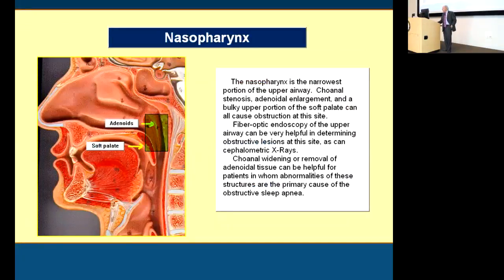So here, I decided we'll quickly look at this. There are several levels of potential obstruction with this disease. The nasopharynx is the smallest area in the upper airway. And if you have adenoidal tissue, especially in a child, which is most of what we see with this, you can have obstruction at that level. You can have obstruction for other reasons as well. And so that's one level.